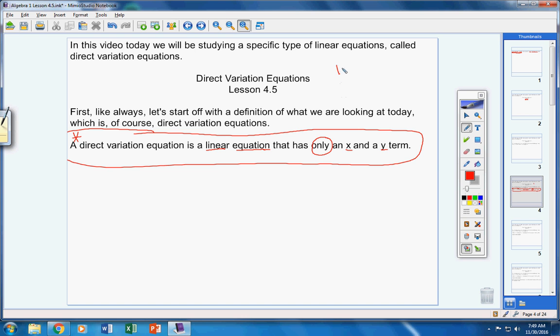You would not argue with me that this is a linear equation. However, it is not a direct variation equation because we don't only have an x and a y term, we also have a constant term. Now, if this constant term was taken away, then I would have a direct variation equation. Do you see what I'm saying? A direct variation equation is a linear equation that has only an x and a y term.